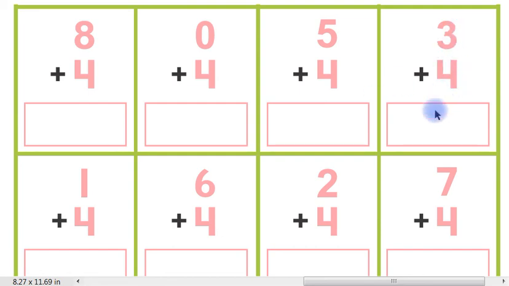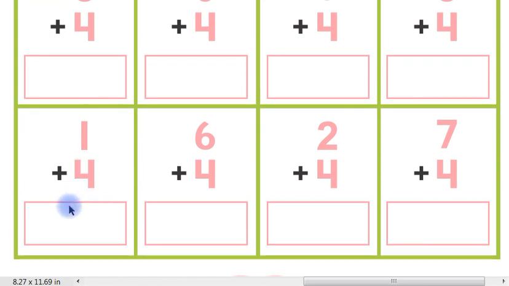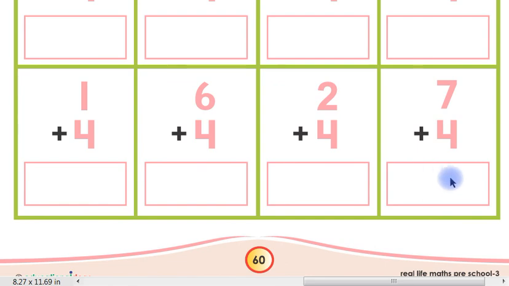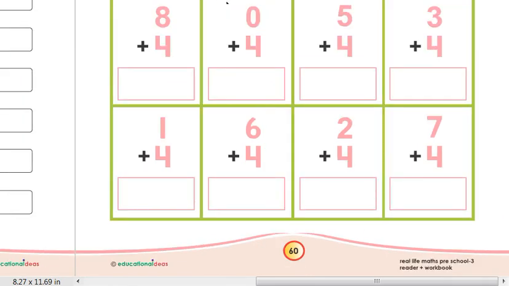3 plus 4 equals 7. Children, you have to write 7 here in this box. 1 plus 4 equals 5. Children, you have to write 5 here in this box. 6 plus 4 equals 10. Children, you have to write number 10 here in this box. 2 plus 4 equals 6. Children, you have to write 6 here in this box. 7 plus 4 equals 11. Children, you have to write number 11 here in this box. This was our page number 60.